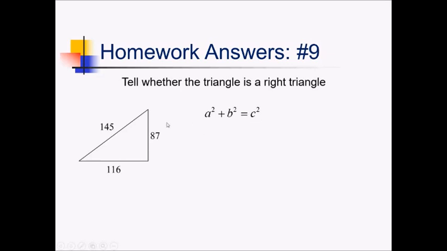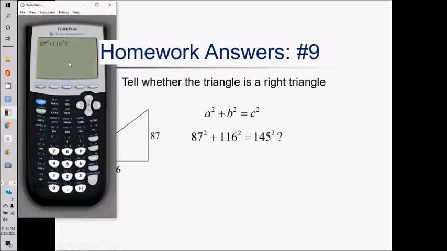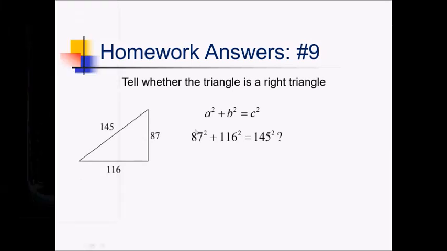So I'm going to write 87 squared plus, and for b I'll use 116 squared, and it doesn't matter if you switch these two, it comes out the same because you're adding them. But now c squared, that has to be 145 squared in order for this to be a right triangle. So let's do this on the calculator and see if these two sides are actually the same. So I've got 87 squared plus 116 squared comes out to 21,025.